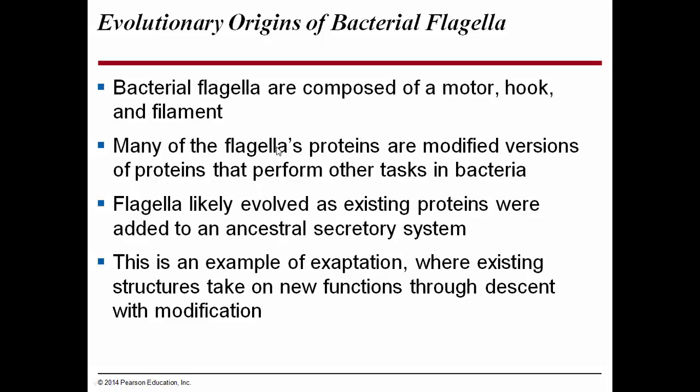Evolutionary origins of bacterial flagella. Bacterial flagella are composed of a motor, a hook, and a filament. Many of the flagella's proteins are modified versions of proteins that perform other tasks in bacteria. Flagella likely evolved as existing proteins were added to the ancestral secretory system. This is an example of exaptation, where existing structures take on new functions through descent with modification. So they could be related to the pili or the fimbriae, and then they evolved over time with different adaptations through the process of descent with modification. Okay, that's one pathway.